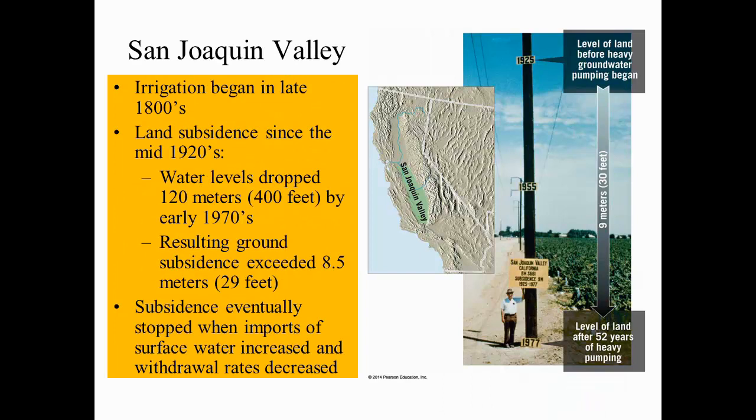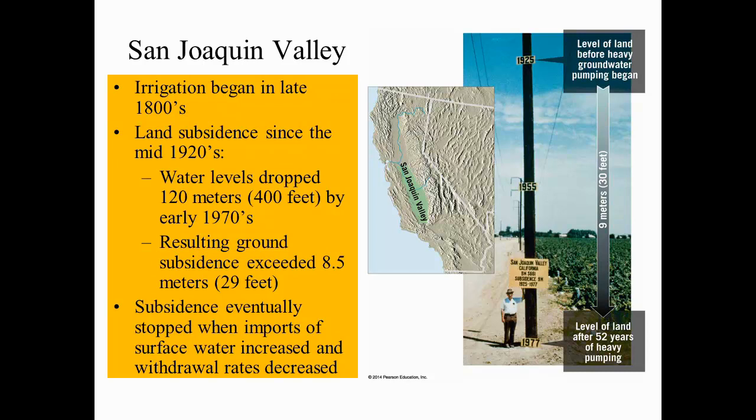Another example is the San Joaquin Valley of California, where irrigation began in the late 1800s, and land subsidence has occurred since about the mid-1920s. Since then, water levels have dropped by as much as 120 meters or 400 feet by the early 1970s. And the resulting ground subsidence exceeded 8.5 meters or 29 feet in some areas.